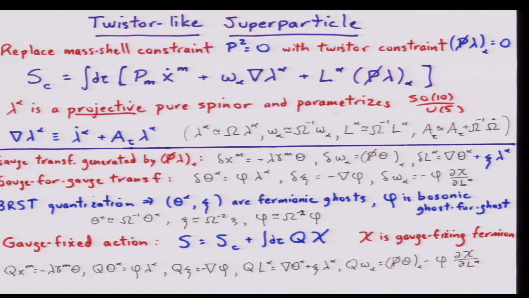Okay, so of course when you do the BRST quantization, this theta and psi become fermions, so the fermionic ghosts. And phi, this field coming from the ghost for the gauge for gauge transformation, is bosonic. And of course these also scale in accordance with the scale transformations of lambda. And this is the gauge fixed action, and these are the BRST transformations which you can read off from these gauge transformation and gauge for gauge transformation. Okay, so this is the particle action before gauge fixing, and now we're going to show how its gauge fixing gives rise to the pure spinor and Green-Schwarz versions.